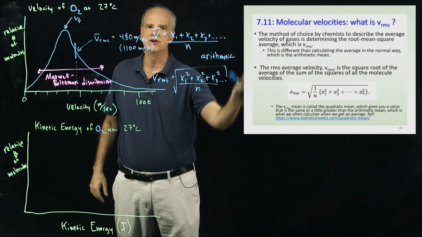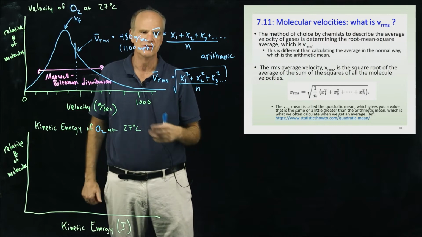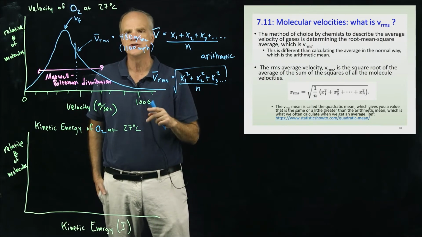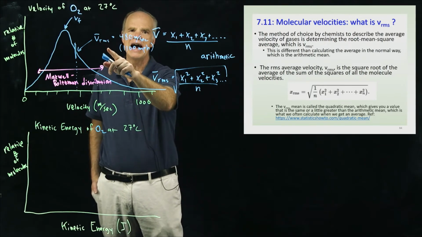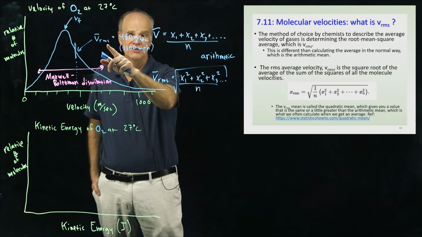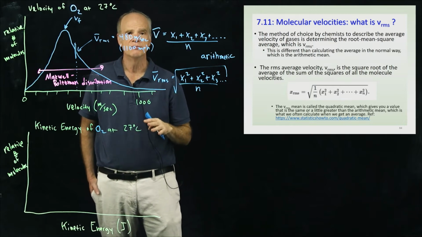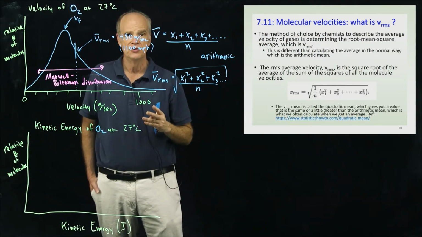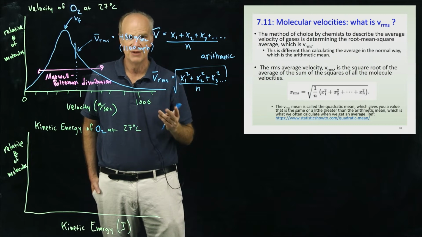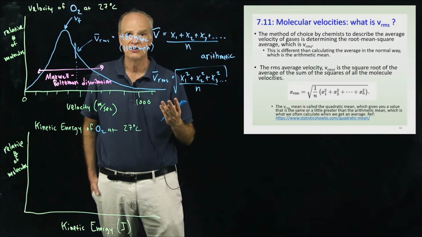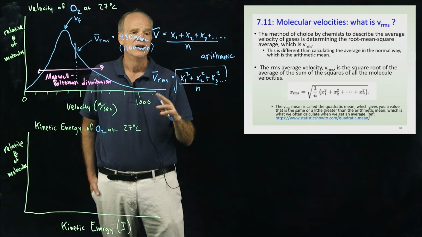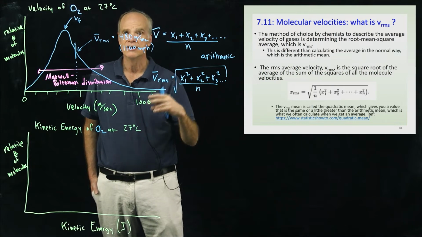Now, do you need to know these equations for your homework or your test? No, but you should know that a root mean squared average is a little bit different in terms of its calculation than an arithmetic average. In fact, I have a hidden slide in the presentation that shows how you would calculate an arithmetic average speed for molecules and then compare that to the root mean squared calculation.